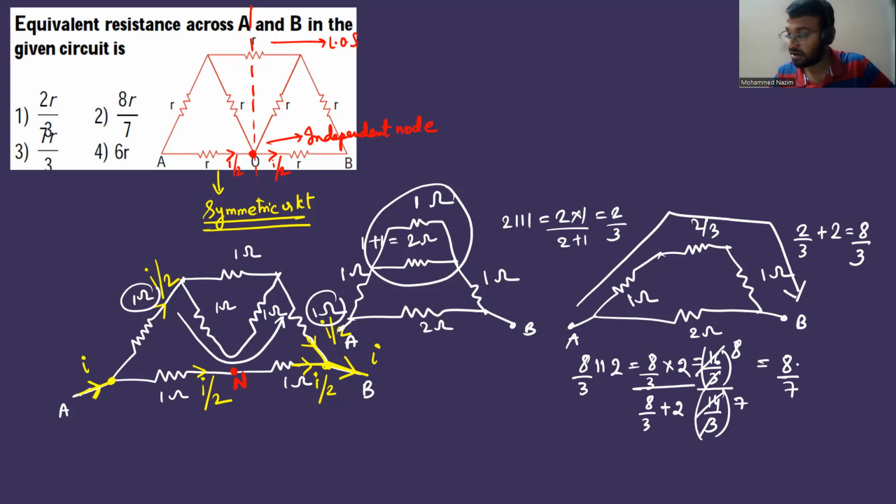Finally, I'll multiply by R. I took it as 1. To be on the safer side, take all the resistance as 1 if there are a number of R's. And then finally, what you do, you multiply by R. So 8R by 7 is the answer. So second option.